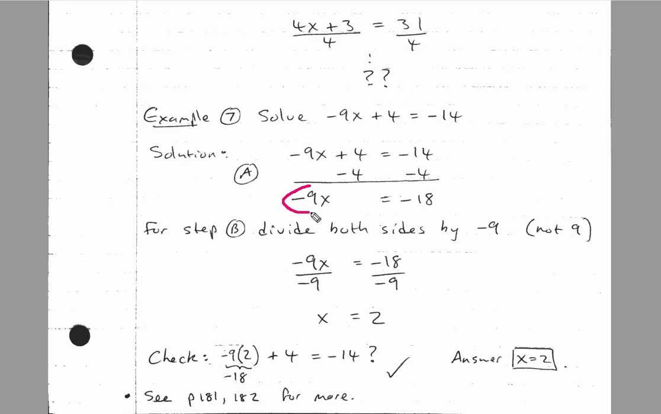Okay, now the number multiplying the x is negative 9, so divide both sides by that number. Negative 9x divided by negative 9 is 1x. Negative 9 divided by negative 9 is 1. And negative 18 divided by negative 9 is 2. So here, remember, when you're multiplying or dividing two numbers, if they have the same sign, the answer is positive.